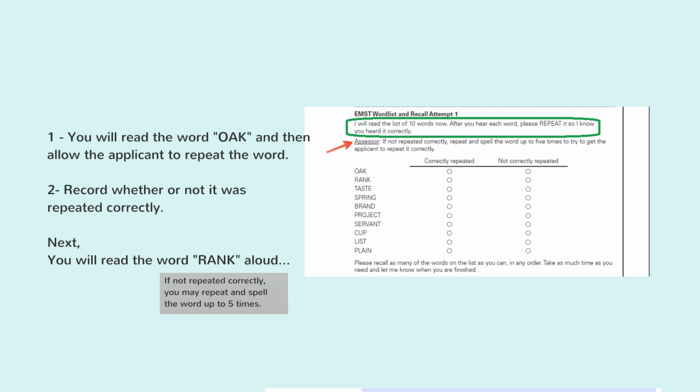You will read the word oak and then allow the applicant to repeat the word. Then, record whether or not it was repeated correctly. Next, you would read the word rank aloud, and then allow the applicant to repeat the word and record whether or not it was repeated correctly.